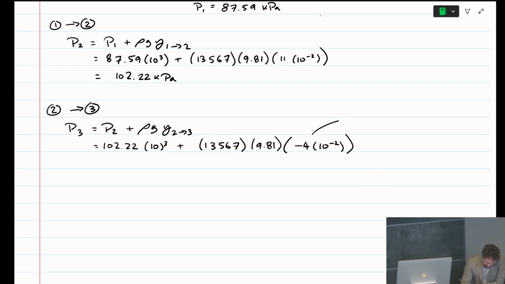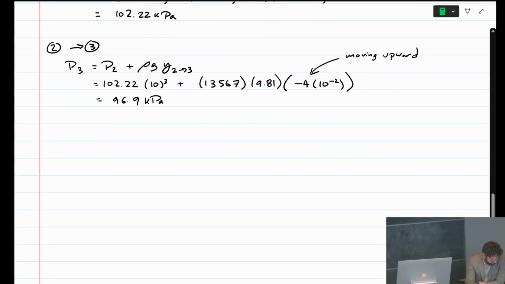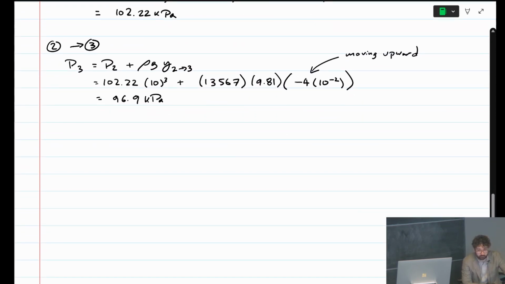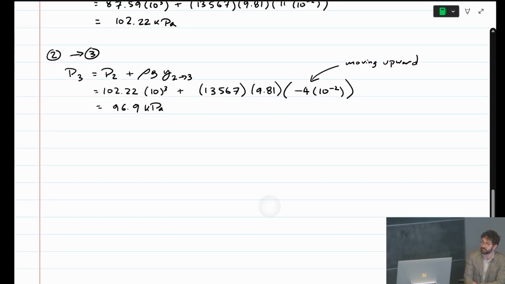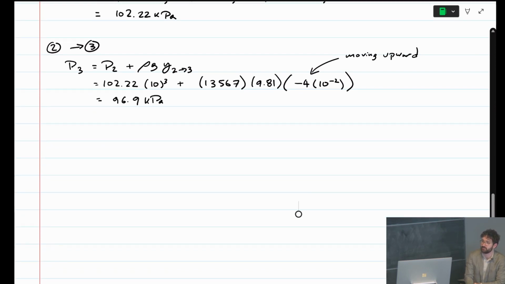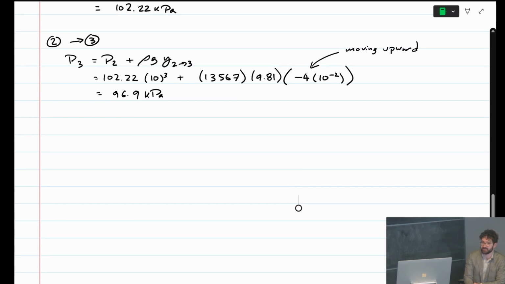So that's a negative 4 for moving upward. It's going to be 96.9 kilopascals. Any questions on that one? I'm going quite slow just to make sure you understand where all the different numbers are coming from. So if you're confused at any of the numbers, including the negative, please let me know. This is basically as simple as it will get.